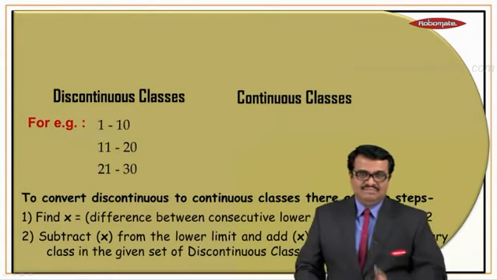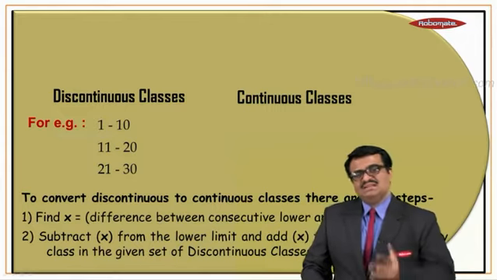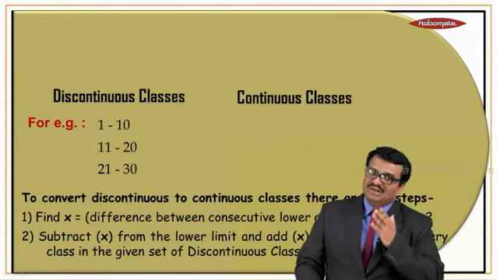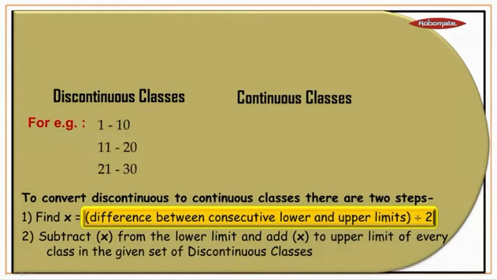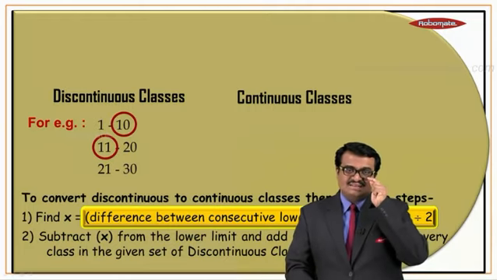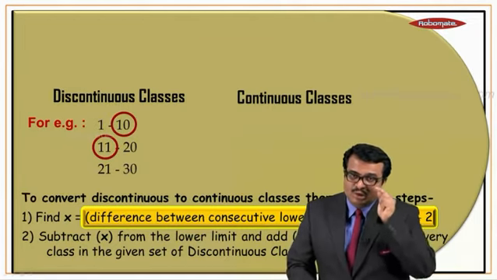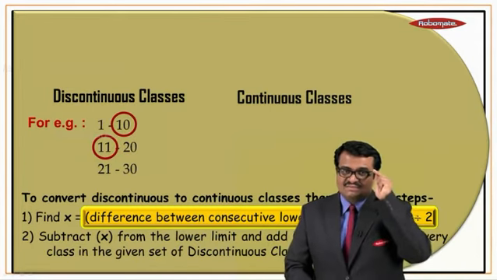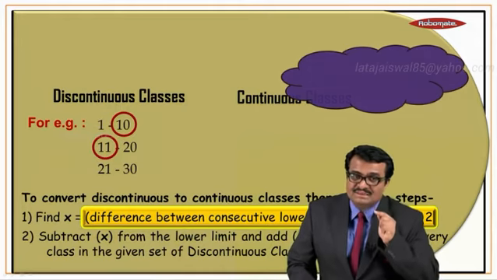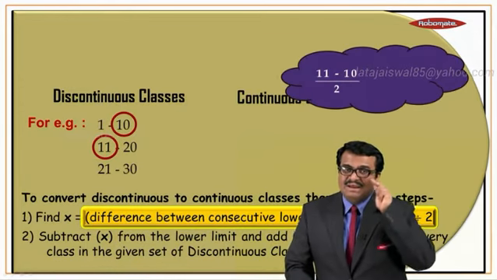Now, if you see the first column, the classes given are discontinuous. Let us convert the same discontinuous classes to continuous. Now, how to do that? First, find the difference between consecutive lower and upper limits and divide it by 2. Consecutive lower and upper limits. Now, the first class ends at 10 and the second class starts from 11. The difference between lower and upper limit is how much? 11 and 10. The first one ends at 10, the second one starts from 11. Means what is the difference? The difference will be 11 minus 10.